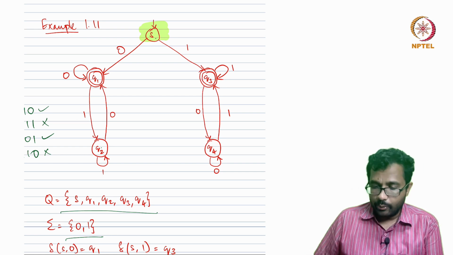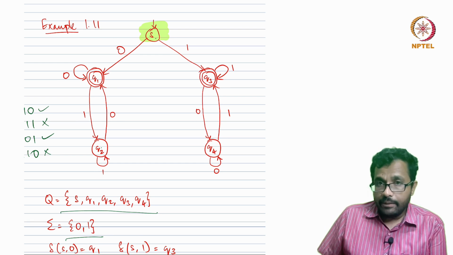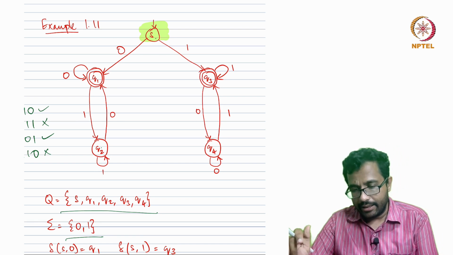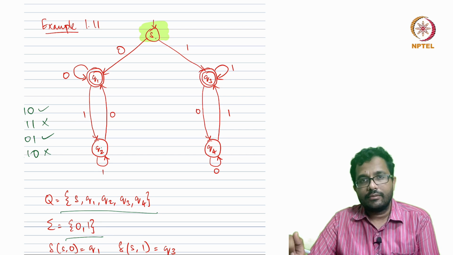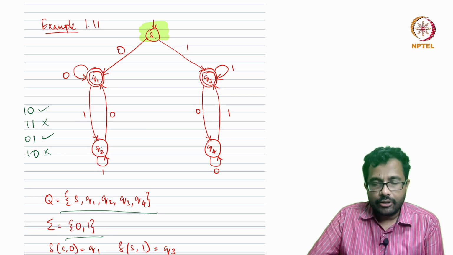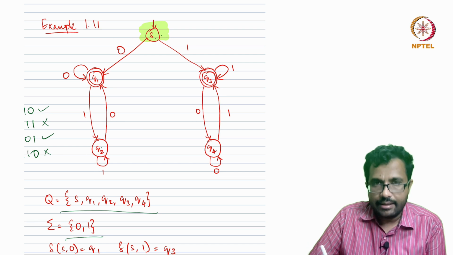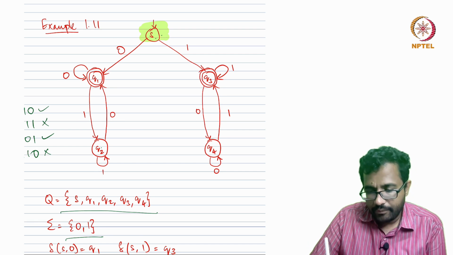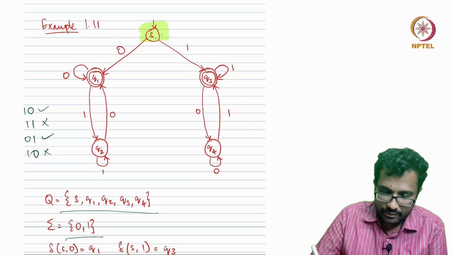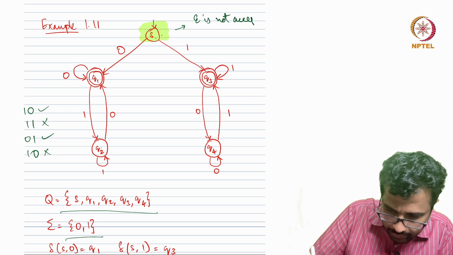Let me ask you another question. We also talked about an empty string, which has 0 length. Will it be accepted by this automaton? The empty string does not have any symbols, so it will end at the starting state, which in this case is S, which is not an accepting state. So the empty string will not be accepted, and hence it is not part of the language.